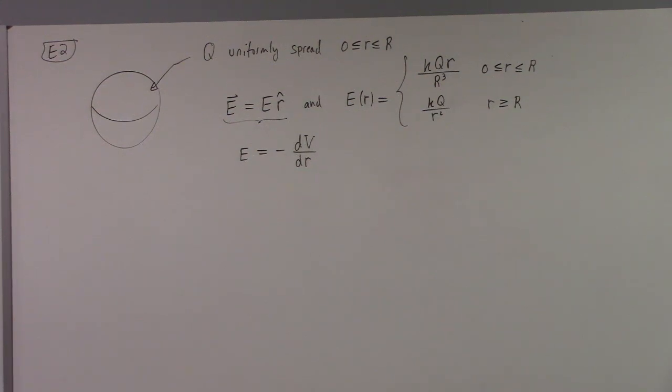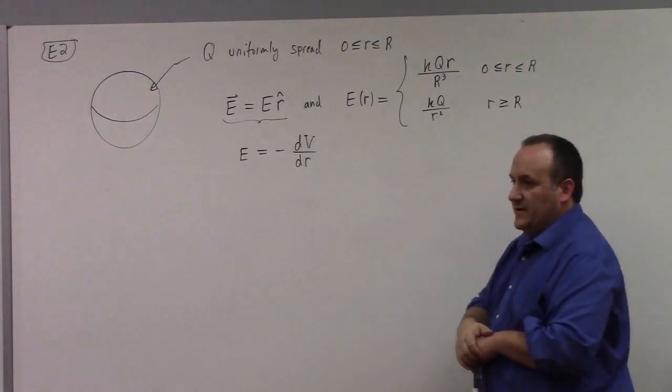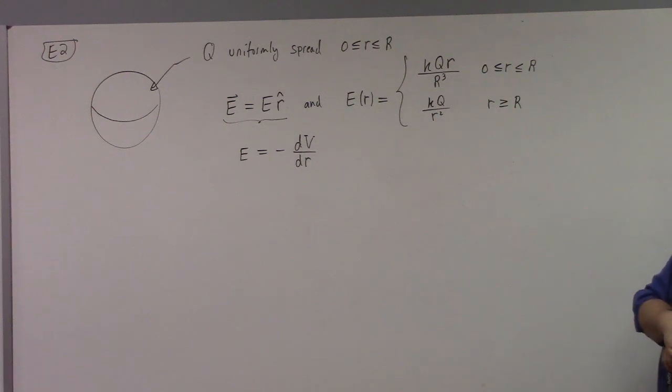So how do you calculate the voltage then? We've got the electric field from Gauss's law, previous work. How do we find V? What do we got to do? Integrate. How do you integrate a case-wise defined function?